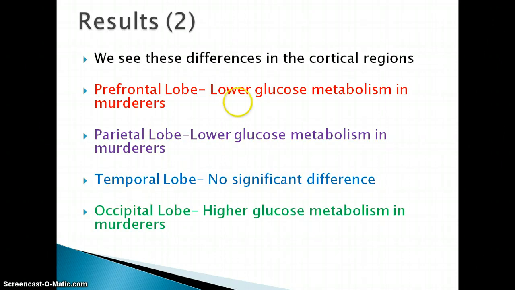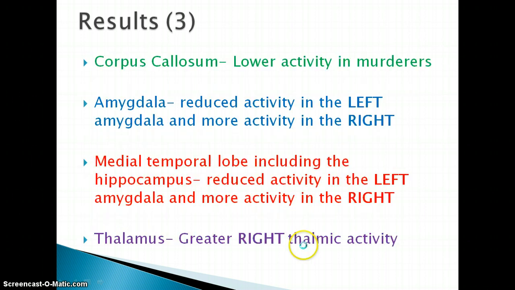So the fact that murderers had lower activity in this would indicate that they were less in control. The parietal lobe also had lower glucose. The temporal lobe showed no difference. The occipital lobe had a higher glucose metabolism. They had lower activity in the corpus callosum. The amygdala had reduced activity in the left and more activity in the right.